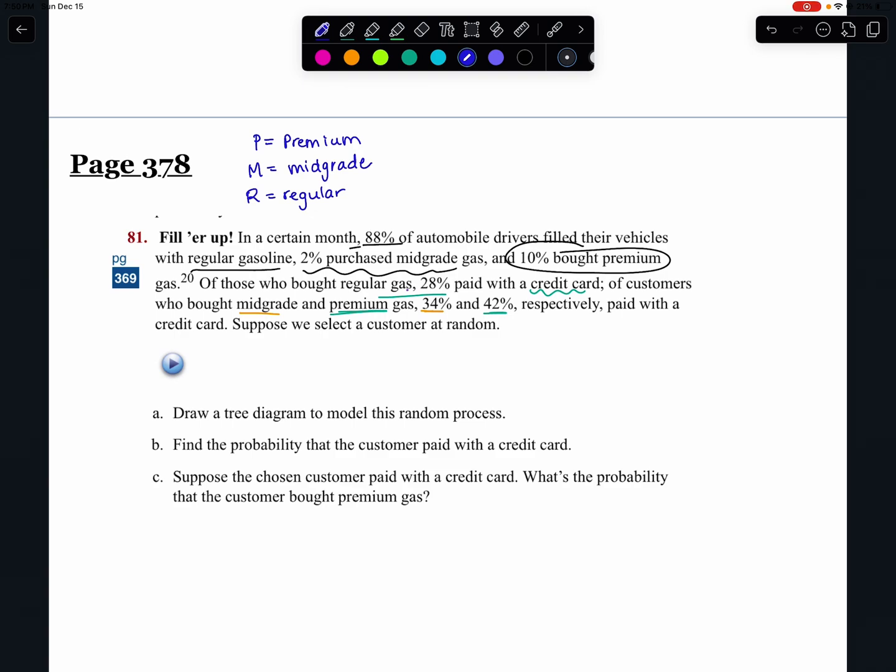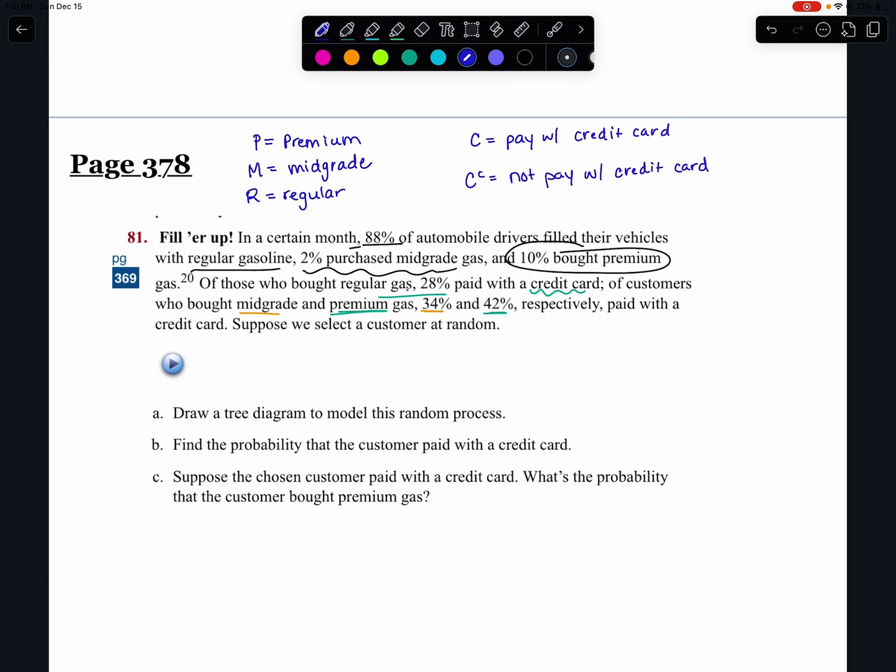The other thing that we're looking at is whether or not they paid with a credit card. So I'm just going to make C that they pay with a credit card. And in this one, we do have a complement scenario where we can say not pay with a credit card. So I don't know, maybe it was cash or Apple Pay, but all we care about is that it's a credit card or not a credit card.